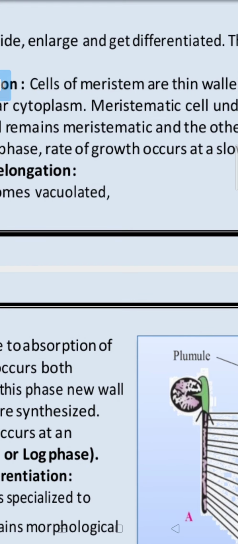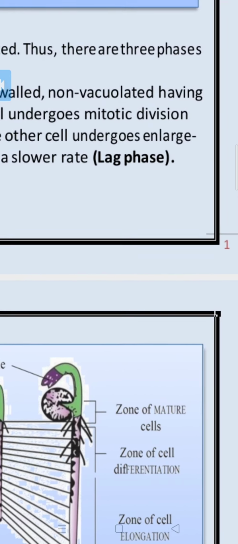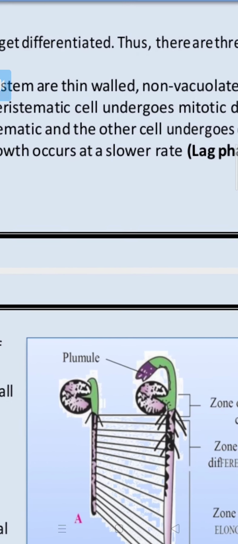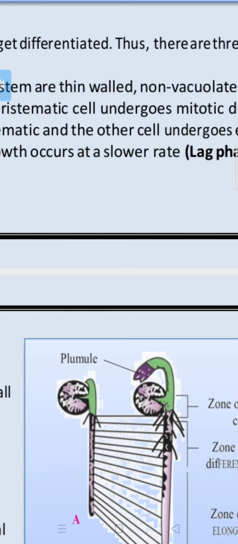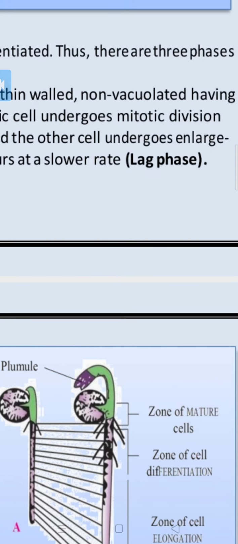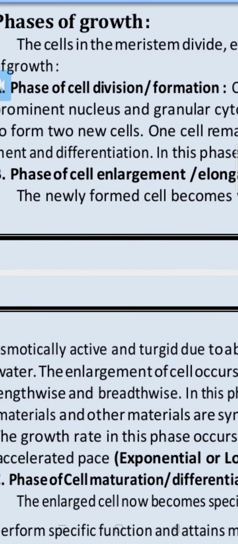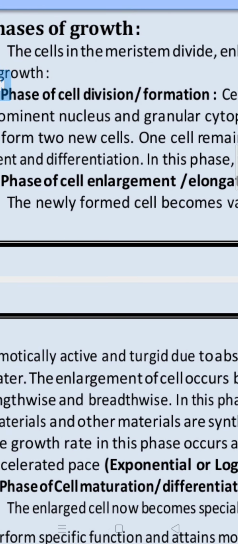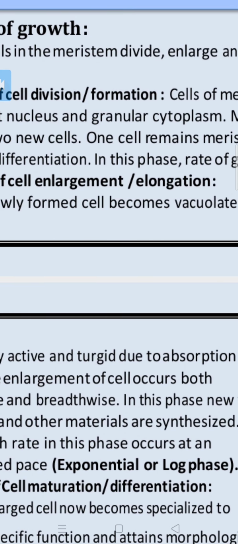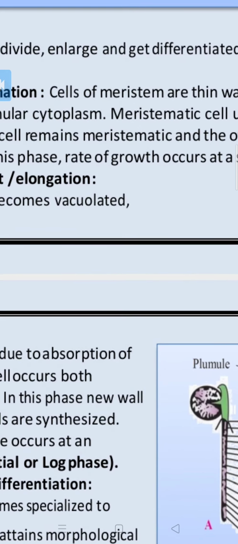So cells of meristem are thin walled, non-vacuolated. Thin walled means its cell wall is very thin, okay, and it is non-vacuolated. There are no vacuoles or empty spaces in the cell. Having prominent nucleus and granular cytoplasm. There are small granules in its cytoplasm.